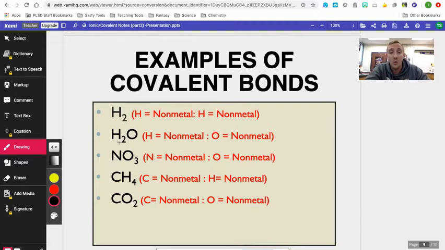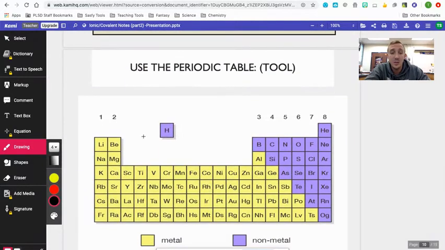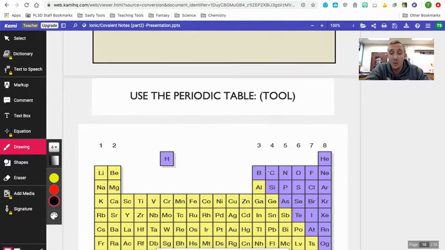You have water, which is H2O. The hydrogen is a non-metal, the oxygen is a non-metal. And how do we know? Because look, hydrogen's purple, oxygen's purple. They're both non-metals. And so you can see in the other examples, NO3, non-metal, non-metal. CH4, once again, carbon is a non-metal, hydrogen is a non-metal.